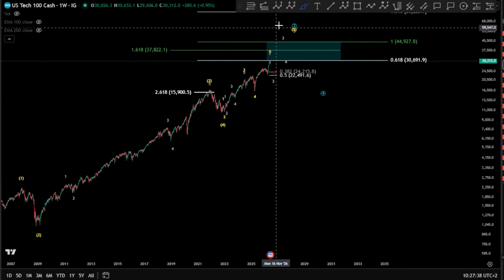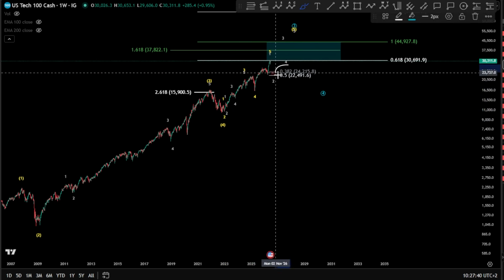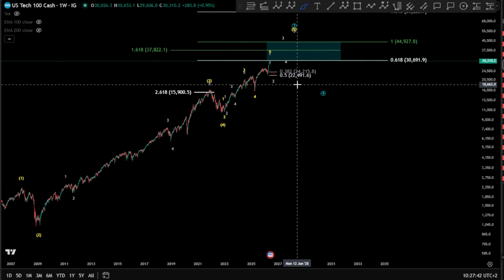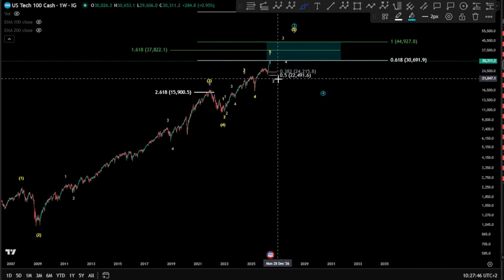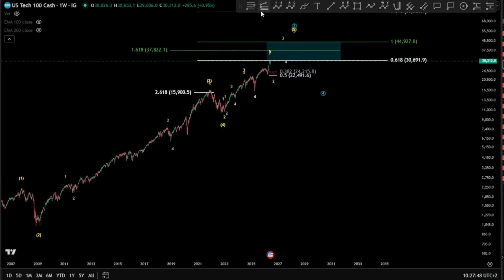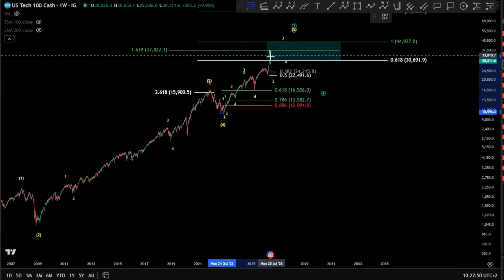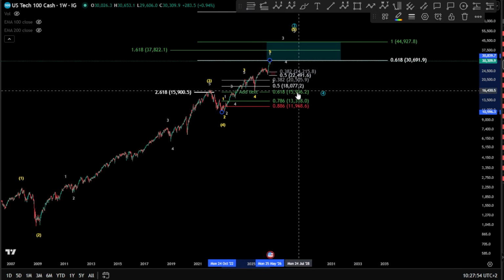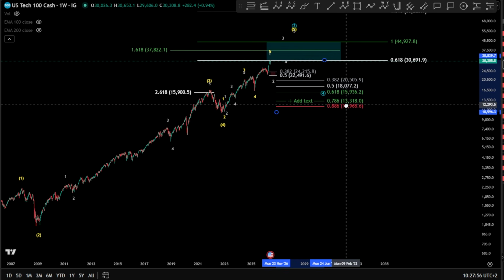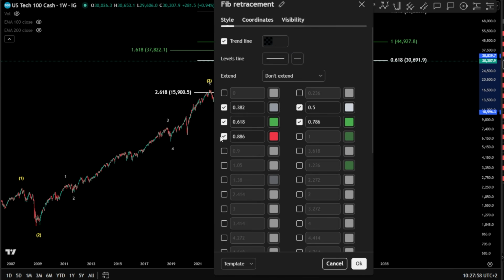Since we have a finished impulse, then we are looking for the 0.38 minimum target as a wave 2. In case this is a shallow wave 2, 0.38 can also be a probability taken from this impulse there. And we can see that the 0.38 is around the 20K here for Nasdaq. We'll see, of course, in case this happens.